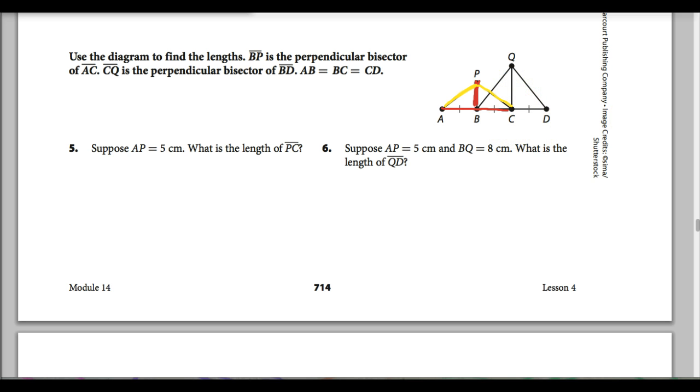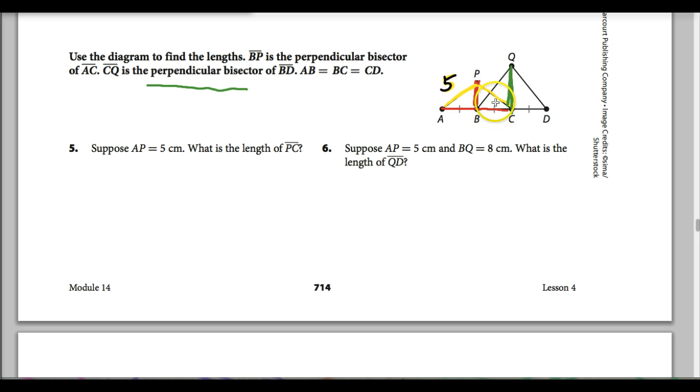And CQ over here, that would be this line, is the perpendicular bisector of BD. So same thing, this one and this one measure the same, and this one and that one measure the same. Okay, so it says suppose AP is 5. AP, this yellow thing right here, let's say that this is 5. I know that some people can't see that, so let me change that to a different color. So 5. What is the length of PC?